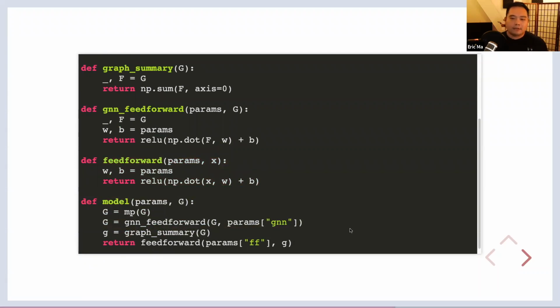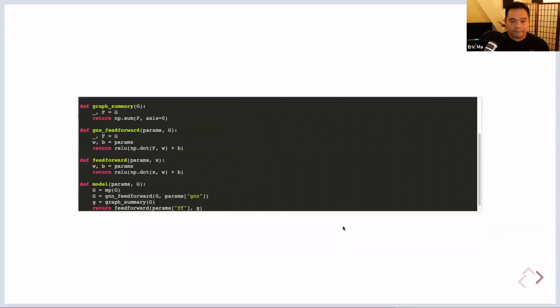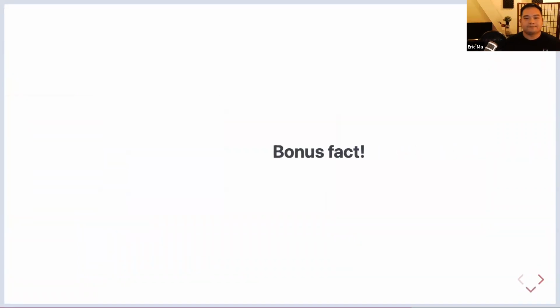So I'll leave this there for you to browse on your own on the slides, think about it, ponder about it, and sort of get a flavor for what exactly is happening behind the scenes when you're thinking about graph neural net operations.